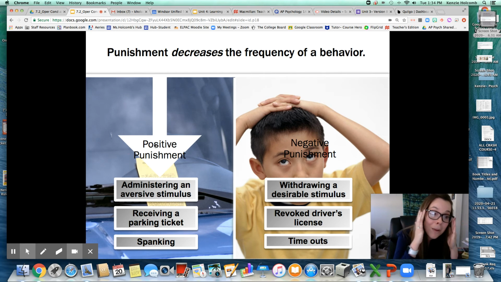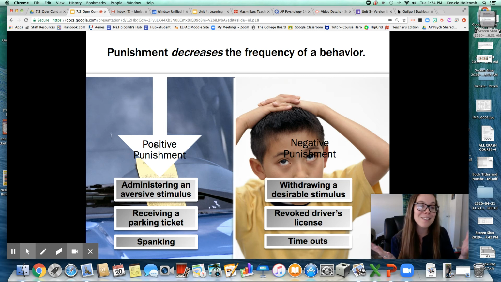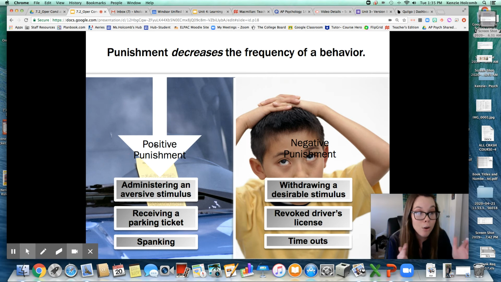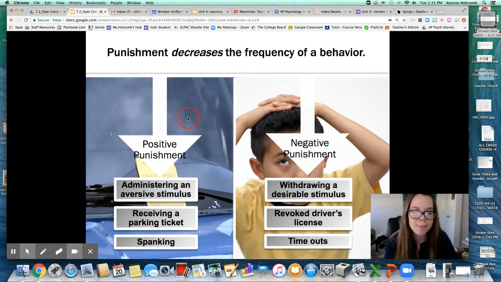You can even think about how your parents have done this to you, right? So this is where I would ask for examples, and I'm sad I can't hear them, and maybe that'll be one of our DIs this week. Okay, so remember, reinforcement, positive or negative, increases behavior. Punishment, positive or negative, the end goal is to stop the behavior. Okay? All right.